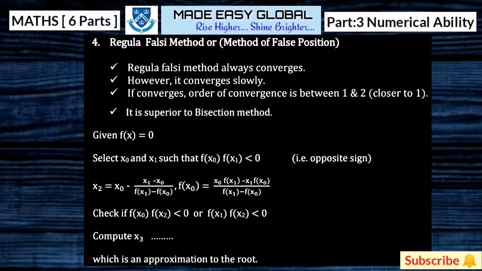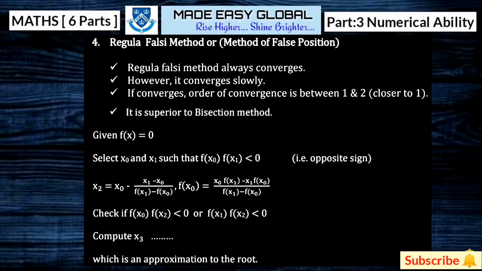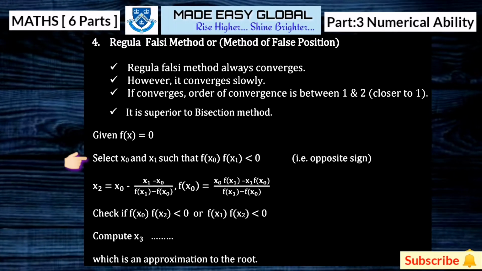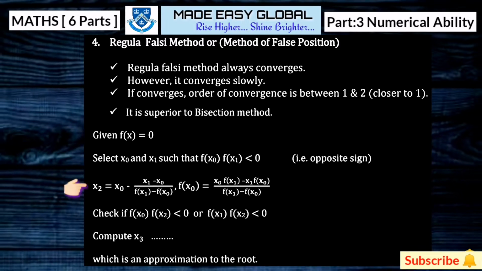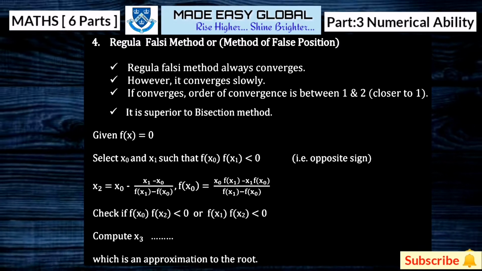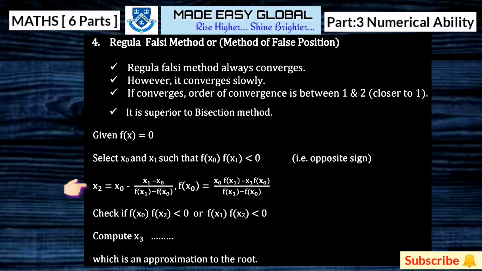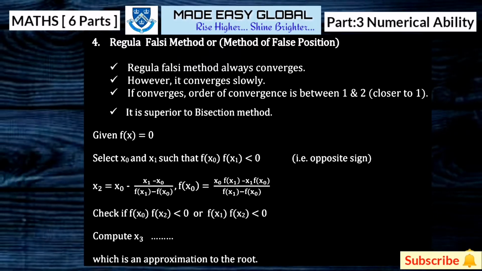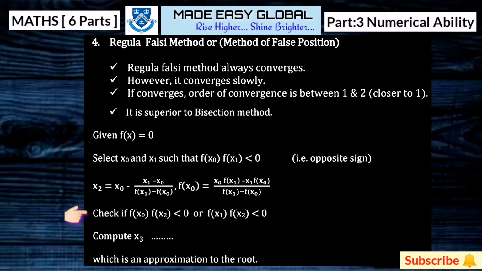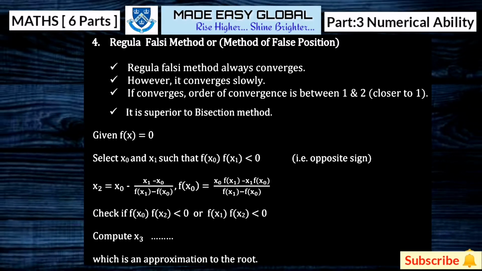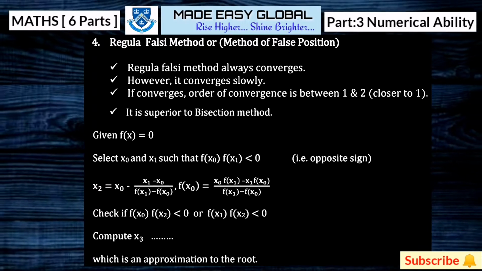Given f(x) = 0, select x0 and x1 such that f(x0) f(x1) < 0, having opposite signs. Then x2 = x0 - (x1 - x0)/(f(x1) - f(x0)) × f(x0), which equals (x0 f(x1) - x1 f(x0))/(f(x1) - f(x0)). Then check whether f(x0) f(x2) < 0 or f(x1) f(x2) < 0, and compute the next term x3, which is an approximation to the root.